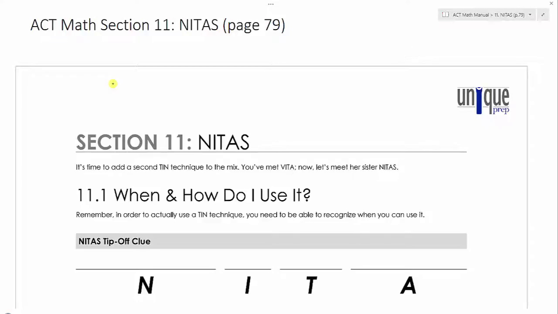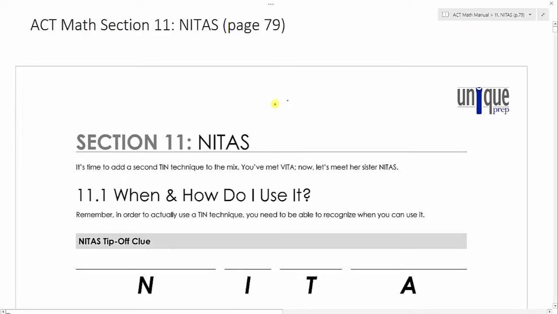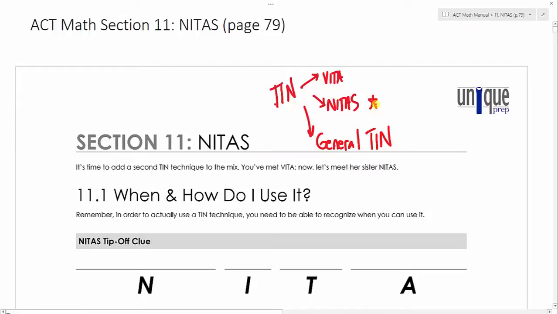This is section 11 of the ACT Math Manual. Section 11 is NITAS. If you have already watched the VITA video, which was section 4 of the ACT Math Manual, I believe, you will know that VITA was the first of the major tin techniques. We have 3 of them. VITA was the first, as I said. This is the second, NITAS, and then the third would be general tin, and we will do that technique in a later section. So we're going to be doing NITAS right now.